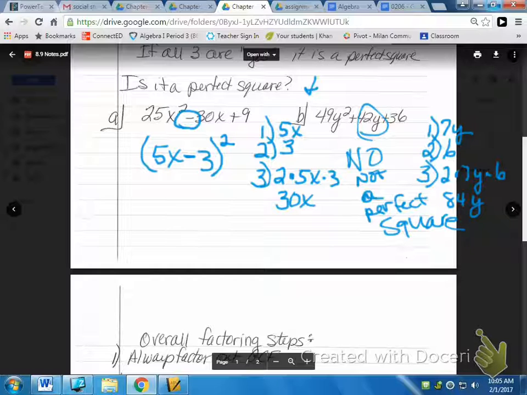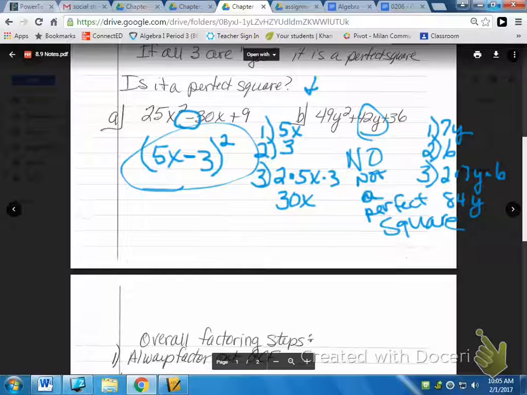So you're going to ask yourself those 3 questions, and if it works out, you can factor it with the shortcut. All right. Questions about perfect squares? That is just one of those shortcuts I'm showing you.